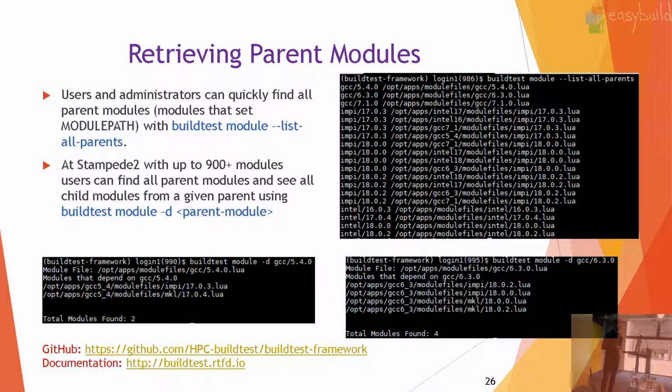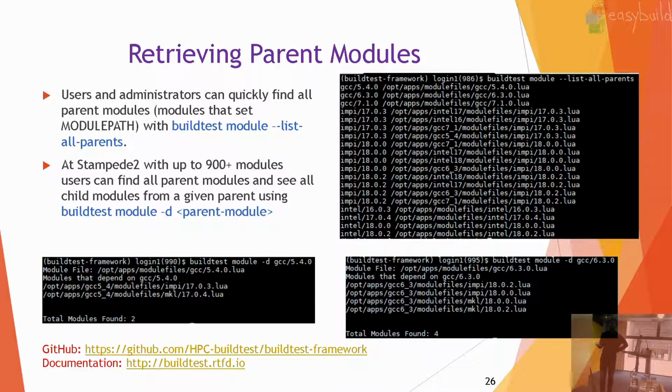Users can also retrieve all the parent modules. So parent modules are modules that set the module path. Hierarchical modules, that's pretty true, but you could set any module path in a module file. There is a command called buildtest module listing all parents, and this is really cool because as a site, you can just run this one command and you can get everything. You can get all the modules and then the actual file path. And this is a quick way of finding out where all the modules are that actually load. And you can notice that most of it are compilers. We have GCC, IMPI, Intel.